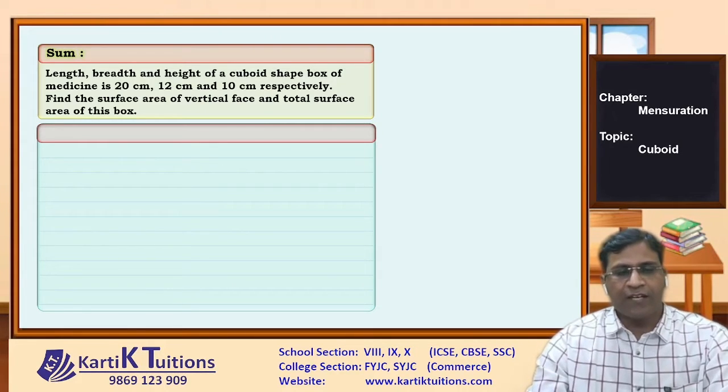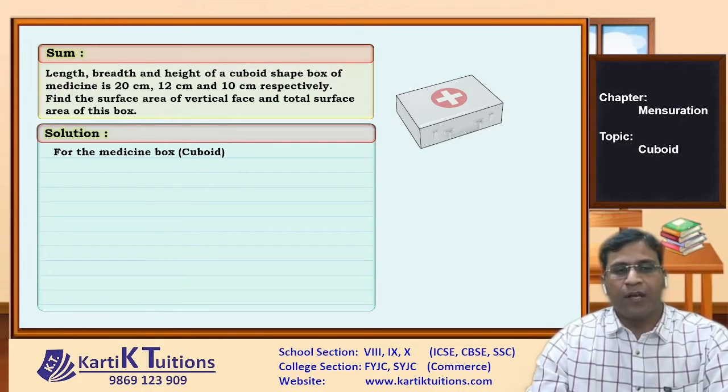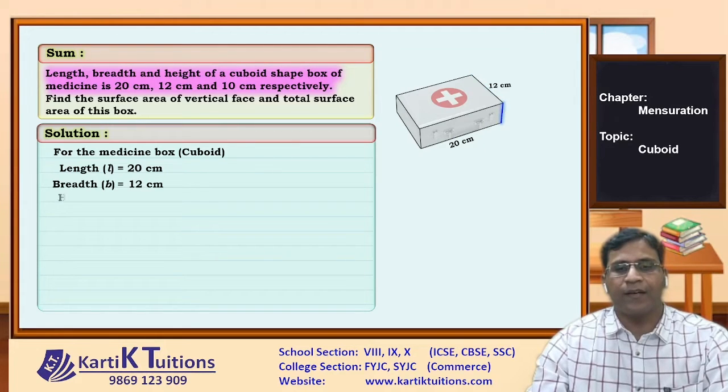Now see here, let's have the first medical box. It is a cuboid in shape, so it will look something like this. Now what all details are given? They have given us the length. What is the length given? 20 centimeter. Then breadth 12 centimeter. And height is given to us as 10 centimeter. Now first they have asked us to find surface area of vertical faces.